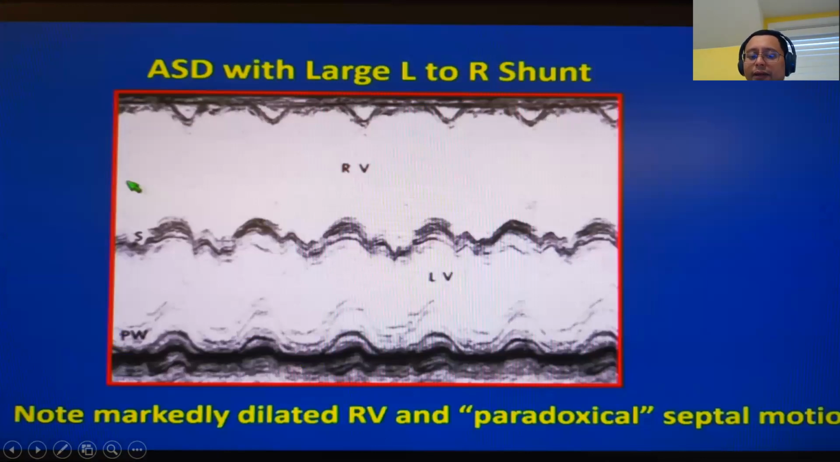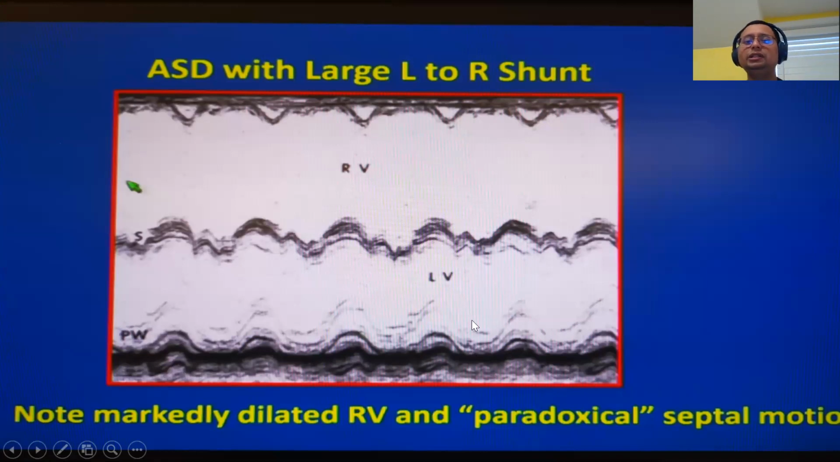Now, this is another M mode. This is the left ventricle, this is the right ventricle. So what is this? How do I know that this is atrial septal defect? Of course, I cannot know just by looking at this M mode, but I know the pathologic situation that has happened. Look, the right ventricle is bigger than the left ventricle.